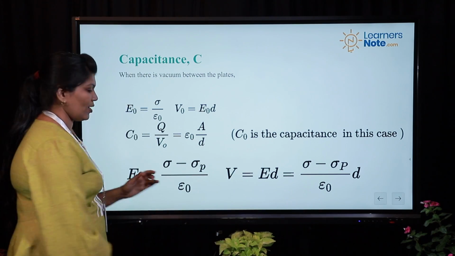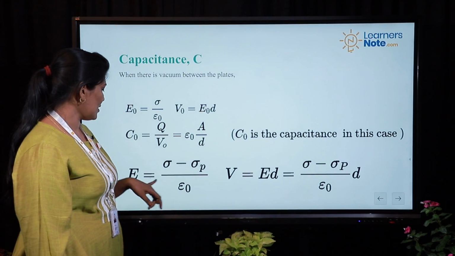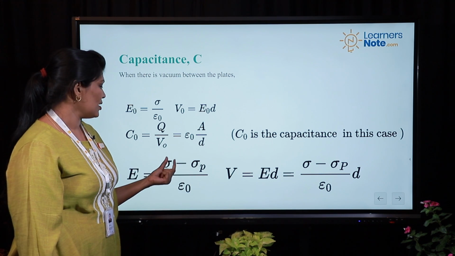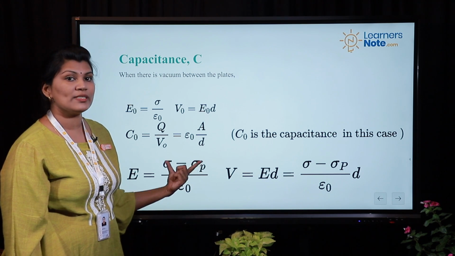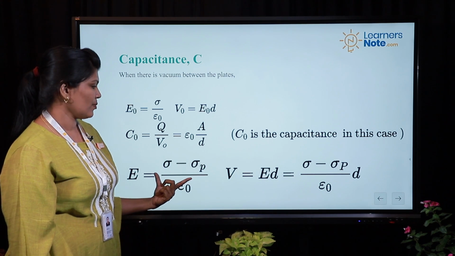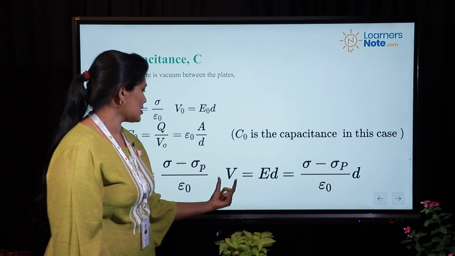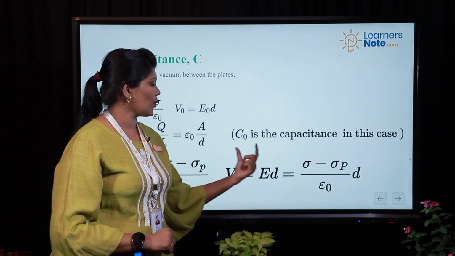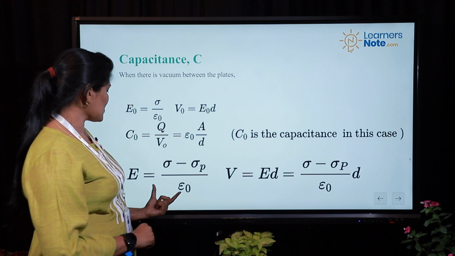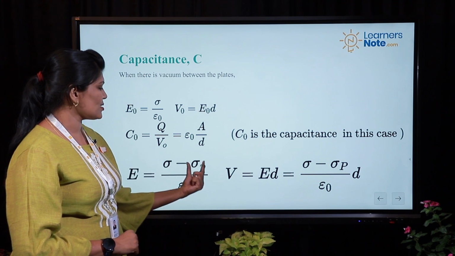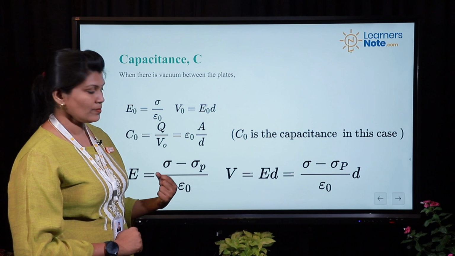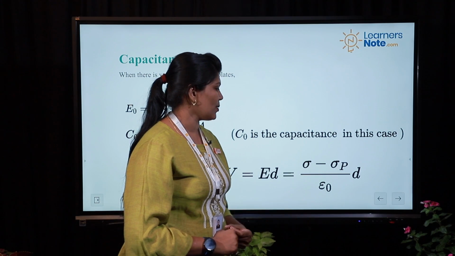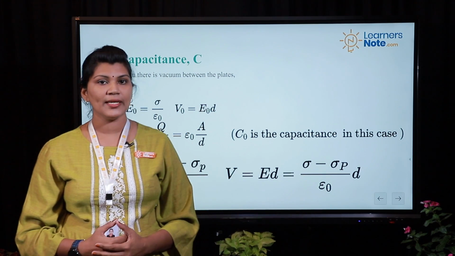For that we have to come to the same equation, that is E is equal to sigma by epsilon 0. Here this sigma is changed to sigma minus sigma p, because this is the new charge density of one of the plates. And we have the expression for the potential difference between the two plates of a capacitor as V is equal to E into D. And here we have the expression for E as sigma minus sigma p divided by epsilon 0. Substituting this value, we get V is equal to sigma minus sigma p divided by epsilon 0 into D.